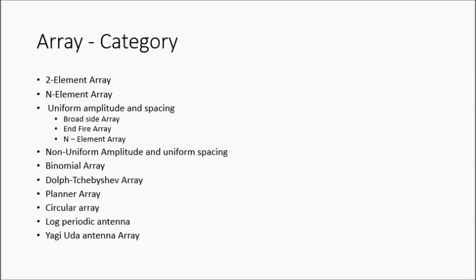In this series of lectures, we have already seen the two element array, the n element array, uniform amplitude and spacing arrays, that is the broadside array and end-fire array, and also the non-uniform amplitude and uniform spacing array. In this lecture, we are going to discuss the binomial array, Dolph-Chebyshev array, planar array, circular array, log periodic antenna, and Yagi-Uda antenna.